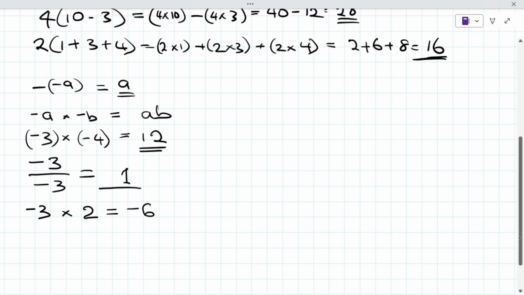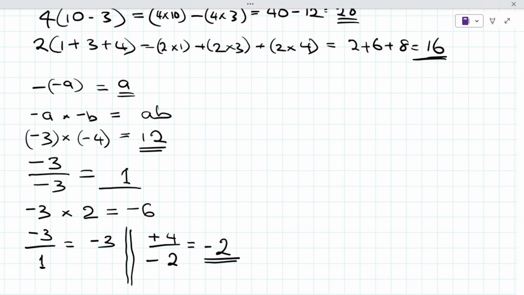Alright, if you master these, then algebra will become much easier for you, no doubt.